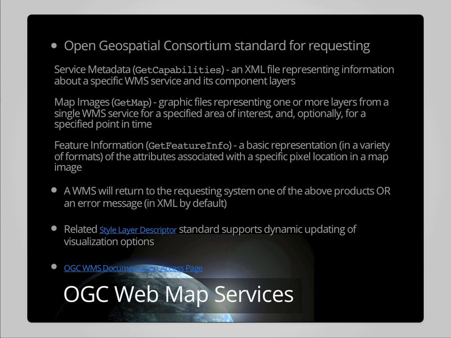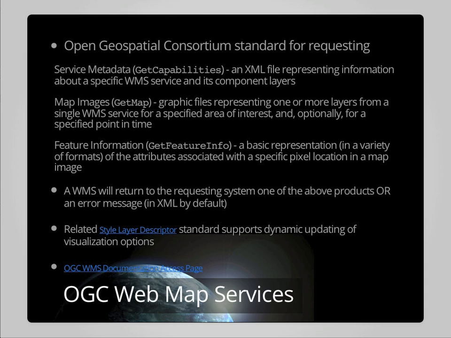There's also something that I've often referred to as sort of a poor man's query, where you can use a Get Feature Info request to obtain feature information from a web map service for one or more layers for that service, if those layers are identified as queryable. And those queries are based on a specific pixel location in a map image that would be generated in response to a web map service request.